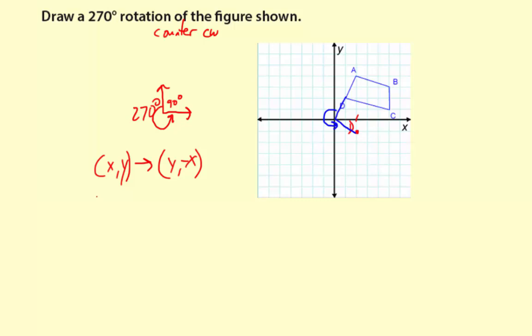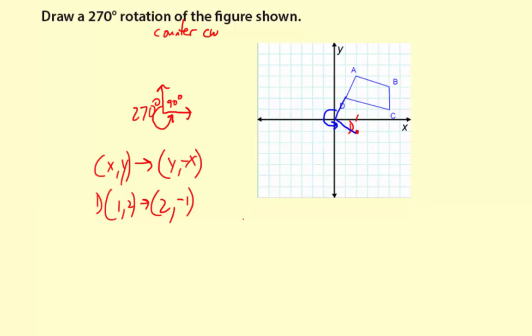Let me try for D so we can see how this works. The original pre-image was 1, 2. Applying the pattern, my x value is going to be the y value of the pre-image, so it's just going to be 2. And then my y value is going to be the negative of the x. So if there was a 1 here, my y is going to be -1. Let's take a look: 2, -1. See, that's where the D prime is.